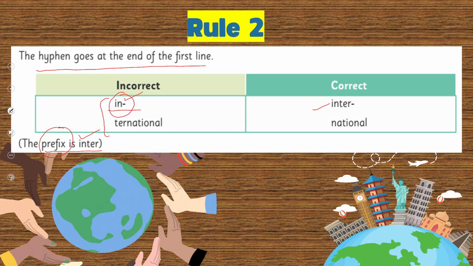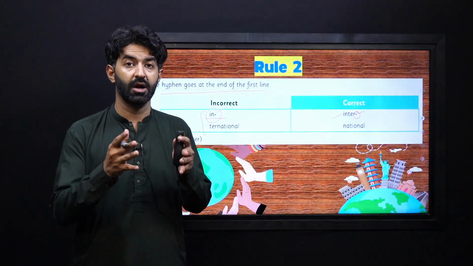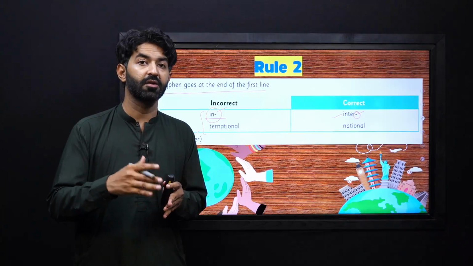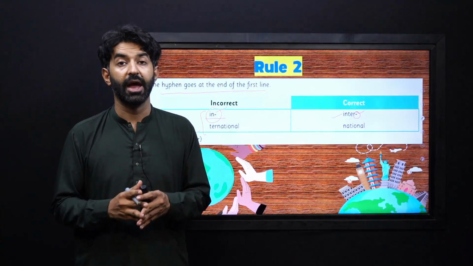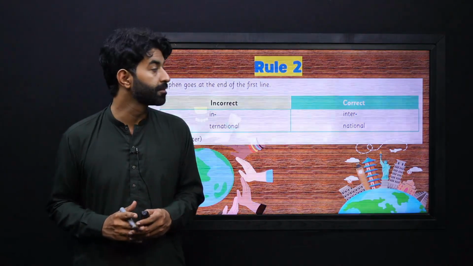And our hyphen will be in our very first line. So that's how we break down the word international, keeping the prefix together and then dividing it after it. And the hyphen will go in the very first line. It is as simple as it looks.